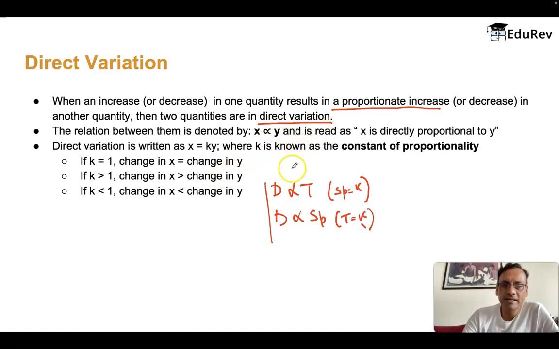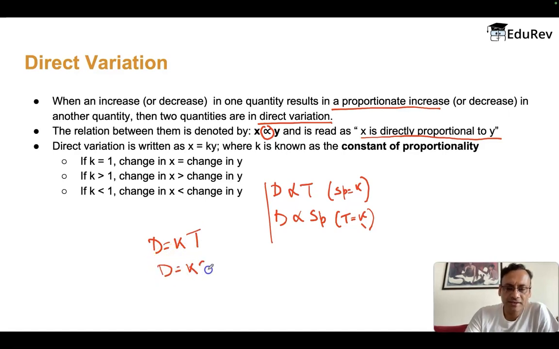So here we basically say that distance is proportional to time. So this is the symbol that we have used, and x is directly proportional to y is how we call it. Okay. Also, this can be written as d is equal to kt and d is equal to ks, s being speed. Okay. Now this k, if k is equal to 1, then change in x is equal to change in y.